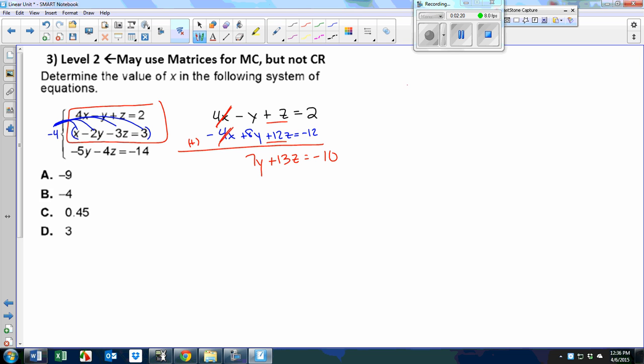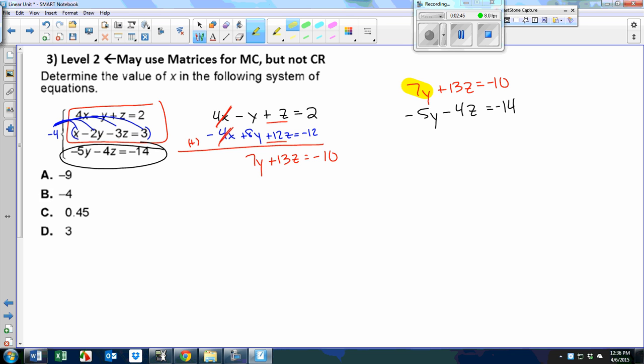So we can take that, 7y plus 13z equals negative 10, and take our original third, negative 5y minus 4z equals negative 14. And we have a two-variable, two-equation problem to solve for y and z. You have choices, elimination or substitution. I'm going to eliminate, and I'm going to focus my efforts on eliminating y. So it's like a common denominator, 7y and a negative 5y. I can turn them both into 35 by multiplying the first times 5, so I'll get a 35y, and multiply the second equation by 7, so I'll get a negative 35y.